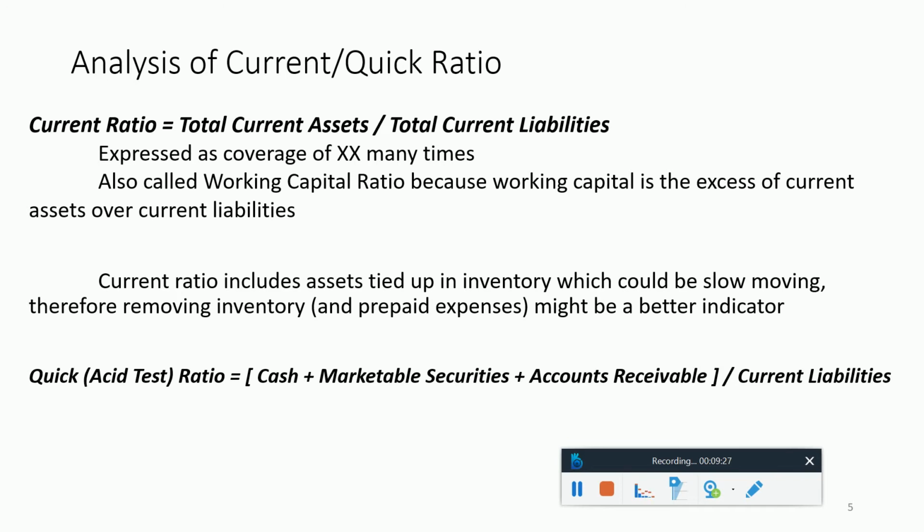Additionally, inventory can be a difficult type of asset to turn into cash quickly because it could be obsolete, or if it's sold on account, then instead of cash being generated, accounts receivable is generated, and then that accounts receivable has to be collected in order to generate any cash. So some argue that the quick or acid test ratio is a better ratio to use because it's a more conservative calculation to check to see how liquid your company is.